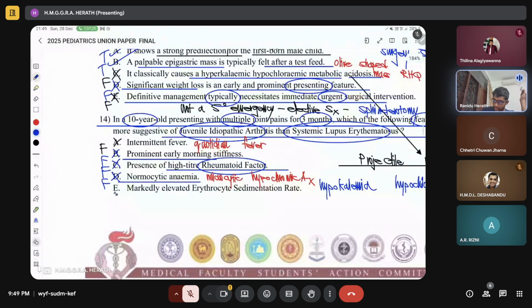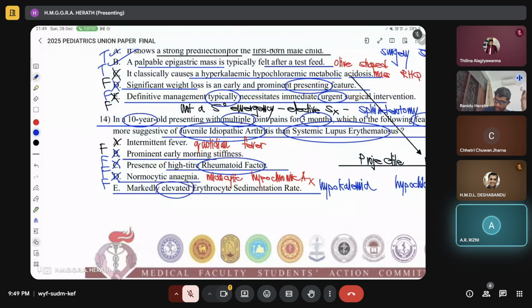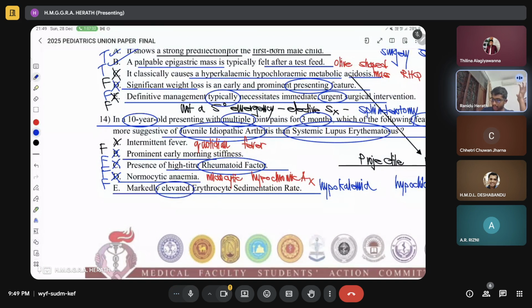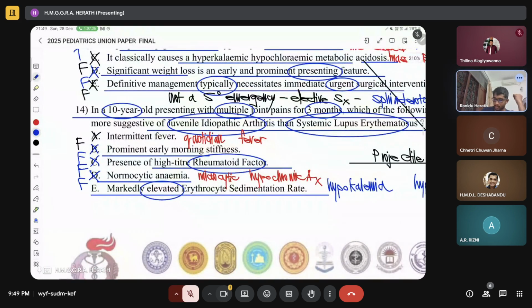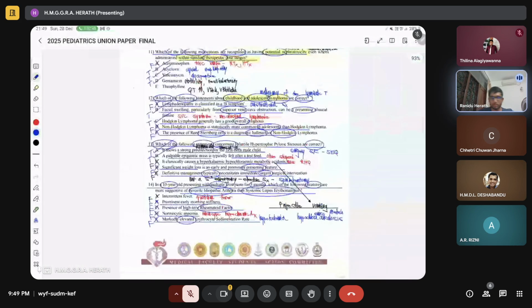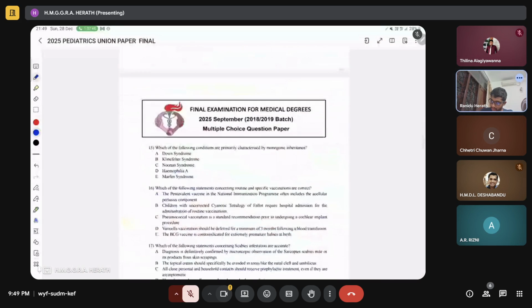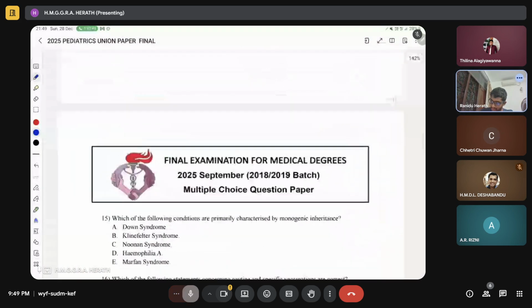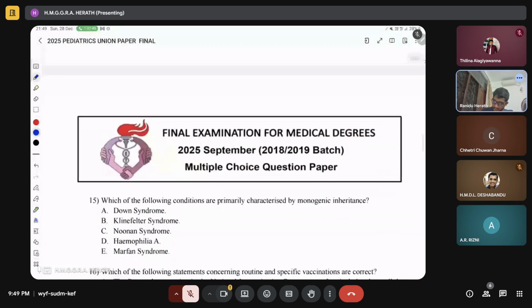Increased ESR levels, common in JIA than SLE or seen in both? Both. Good. So we did 14 MCQs. Do you want to do one more? We'll do one more. Okay.